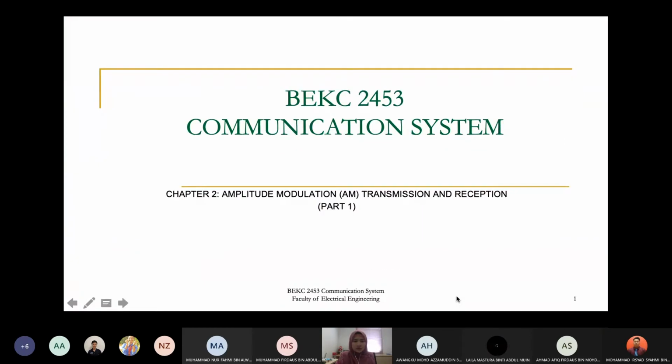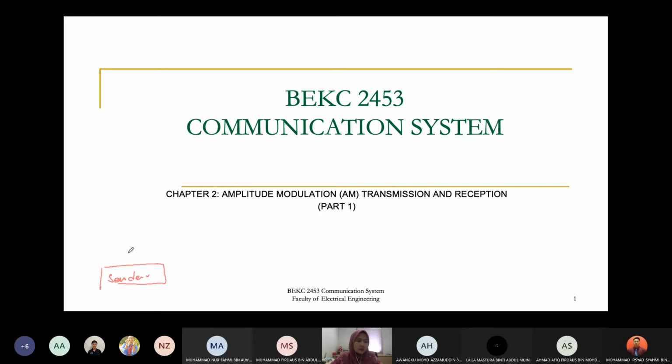Okay, so today we will start with a new chapter, which is chapter 2, Amplitude Modulation, Transmission and Reception. If you still remember what you have learned in chapter 1, you learned the basic communication block diagram. The communication block diagram actually consists of the sender. I hope you still remember this.